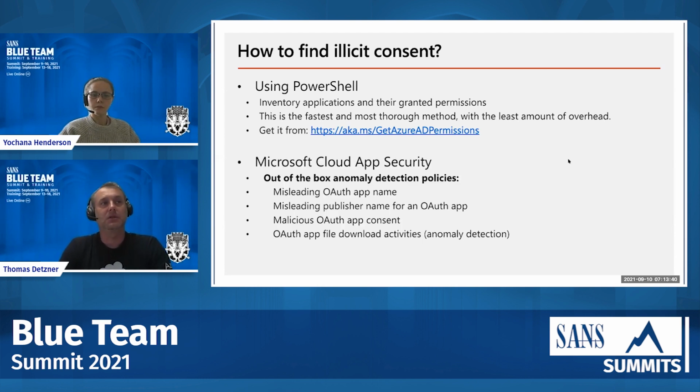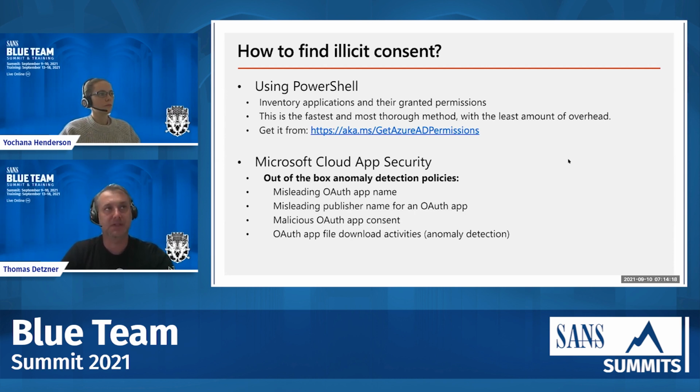The other option is to use Microsoft Cloud App Security or tools like it. The benefit of those tools is that they come with some out-of-the-box anomaly detection automation policies. For example, for the OAuth app name and the publisher name, they look into string manipulation, or string funkiness, so to say, on the app or publisher names, to spoof that this is maybe a legit app or a legit publisher, even though it's not.